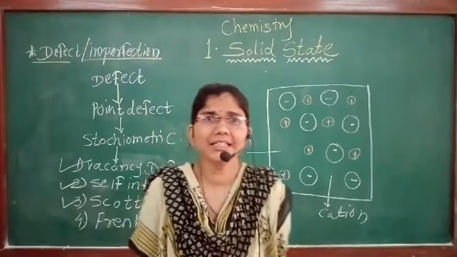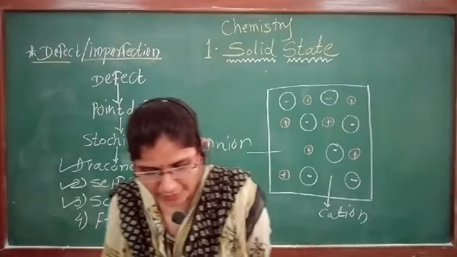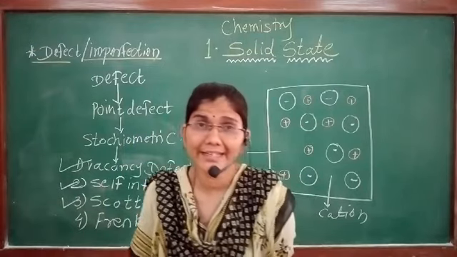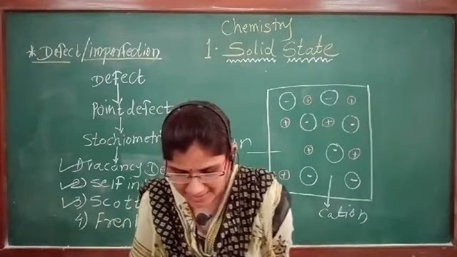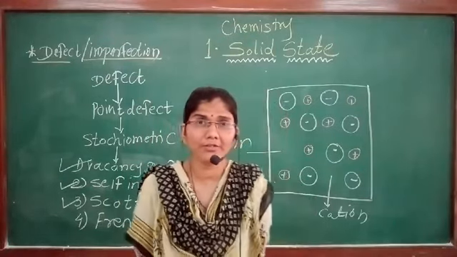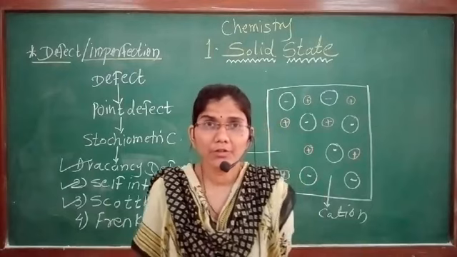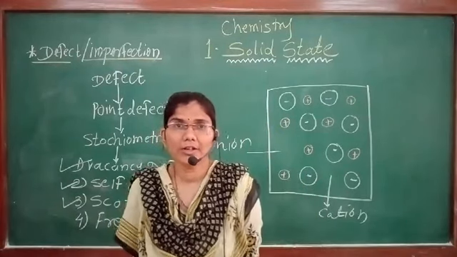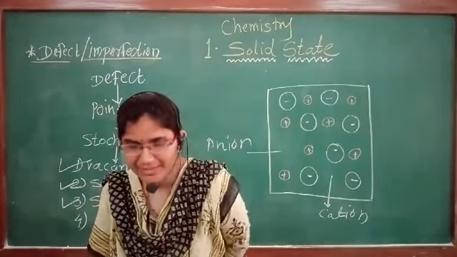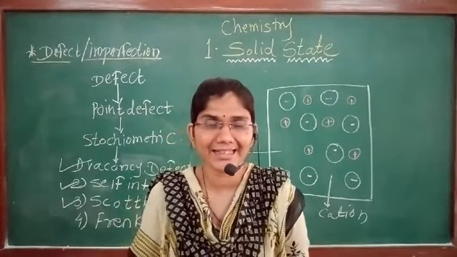So what are the conditions for the formation of a Schottky defect? For the formation of a Schottky defect, a high degree of ionic character is required. The first condition is a high degree of ionic character. The second, the coordination number of the anion is high. Coordination number means the number of neighboring spheres touching the given sphere. Therefore, for the formation of a Schottky defect, the coordination number of the anion must be higher, and a small difference between the size of the cation and anion is required.